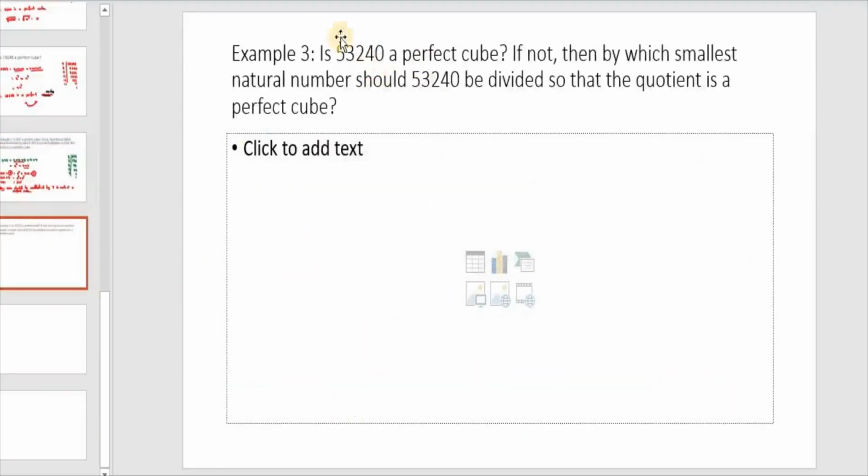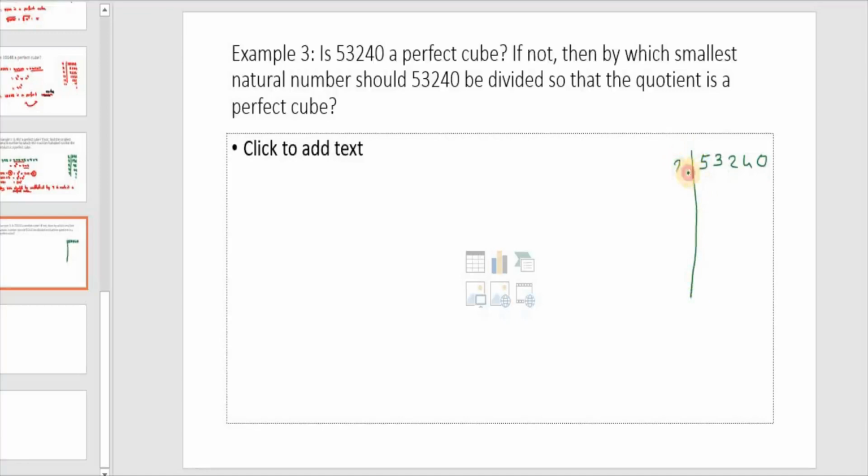The next question is, is 53240 a perfect cube? If not, then by which smallest natural number should 53240 be divided so that the quotient is a perfect cube? So I will start again with the same thing. I am first going to find the prime factors of 53,240, so let's do the prime factorization.